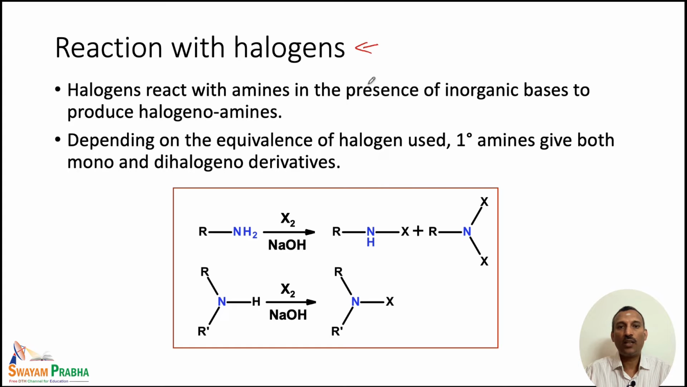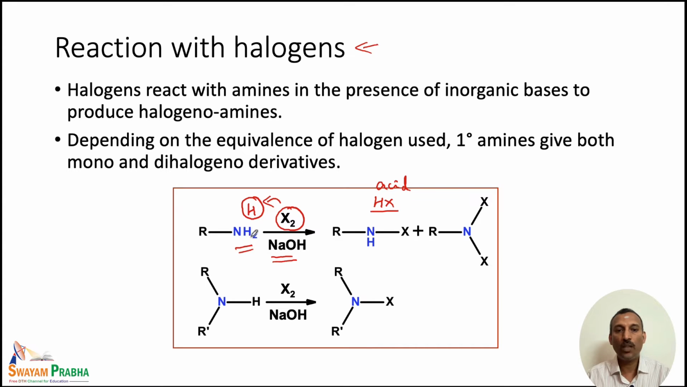Next, let us look at the reactions with halogens. Amino compounds react with halogens in a replacement reaction. That's what we have seen here. When a halogen reacts with an amine, one of the hydrogens is replaced, and we end up with HX as the byproduct in this reaction. HX is nothing but an acidic unit. So when the acidic unit is formed as a byproduct, we use a base to remove it. That is the reason this reaction is carried out under basic conditions.